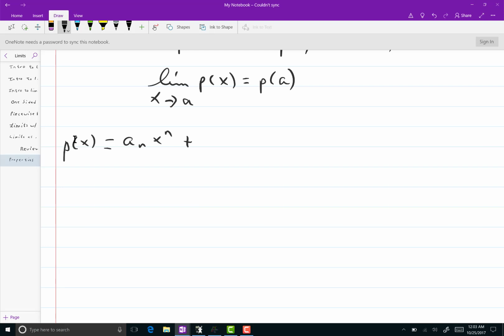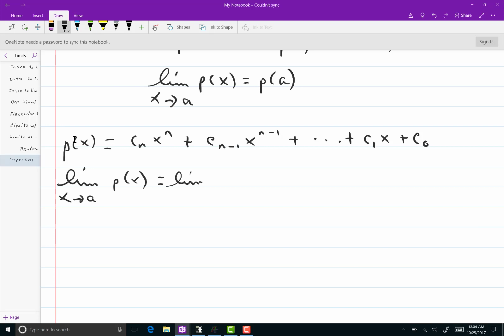If you think of it as written as p of x equals, I think a was a bad choice. Let's call it c sub n x to the n, c sub n minus 1 x to the n minus 1, plus dot dot dot plus c1 x plus c sub 0. You should be familiar with this type of function. The limit as x goes to a of p of x then is the limit as x goes to a of that expression I just said, c sub n x to the n plus dot dot dot plus c1 x plus c sub 0.